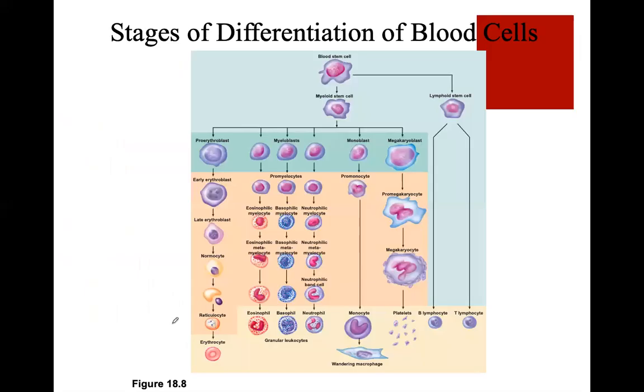Let's take a look at the picture, guys. I don't need you to know all the details. What I do want you guys to know is this. You start with a blood stem cell. They have two different types now, myeloid stem cell and lymphoid stem cell. Lymphoid stem cells only produce your B cells and T cells. Now again, if I want to produce red blood cells, eosinophils, basophils, neutrophils, monocytes, or platelets, it doesn't matter. All the other categories originate from the myeloid stem cell.